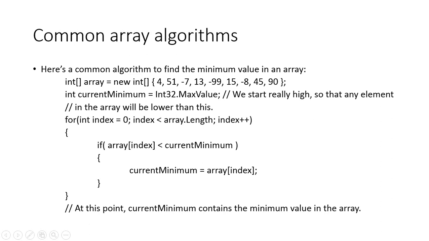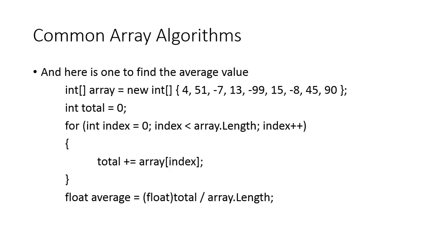We do the same thing for 15, -8, 45, and 90. None of those are less than the current minimum. So now at this point we have the current minimum in memory, and we can print that out or do whatever we want with it.